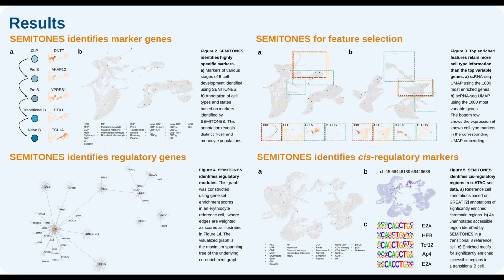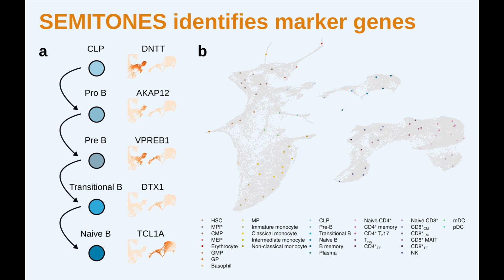So let me now show you a few applications of SEMITONES. In this first panel I show SEMITONES for the identification of marker genes using single-cell RNA-seq data of healthy human hematopoiesis from the Greenleaf lab that was published at the end of 2019. As illustrated in panel A, SEMITONES identifies overlapping and unique marker genes along the developmental trajectory of B cells, allowing for a highly specific annotation of cell states along this continuum.